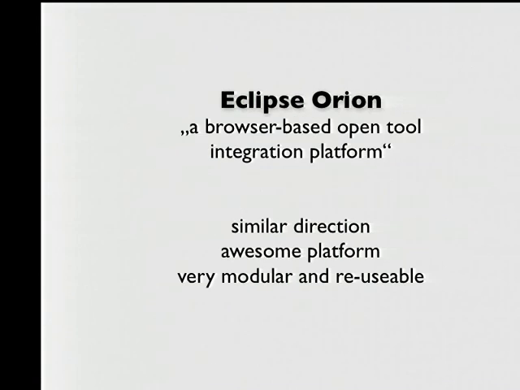And we thought a little bit about that. And while thinking about that, we came across the Eclipse Orion project. The Eclipse Orion project, this kind of browser-based open tool integration platform, sounds like something we should take a look at. It seems like it's going in a similar direction, or thinking about the same things that we thought of. It's an awesome platform, so it's really reusable, which also made us think, maybe it's a good piece to reuse and to think about how to build something based on Eclipse Orion, or at least prototype.